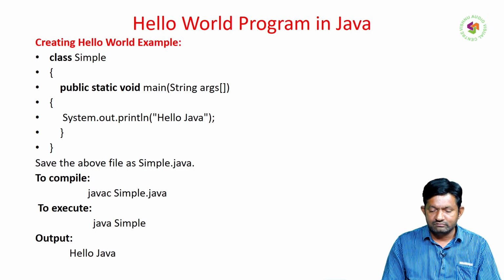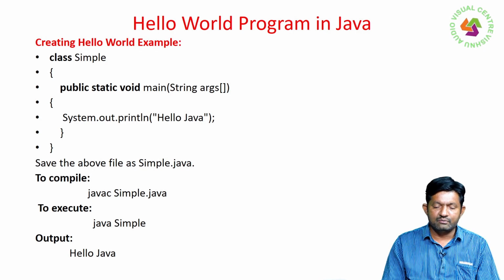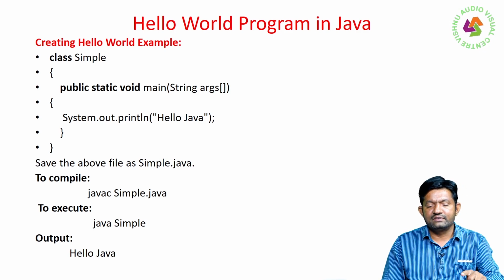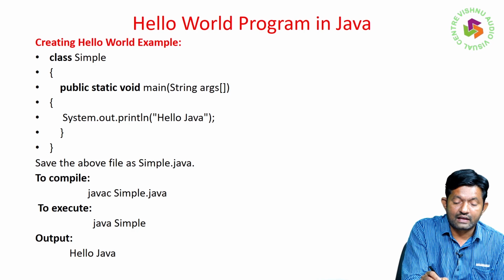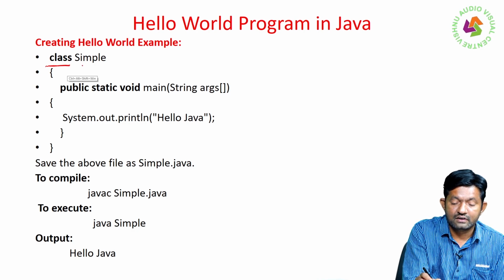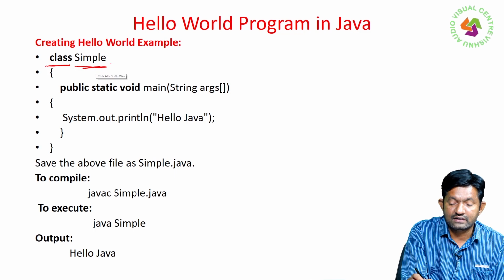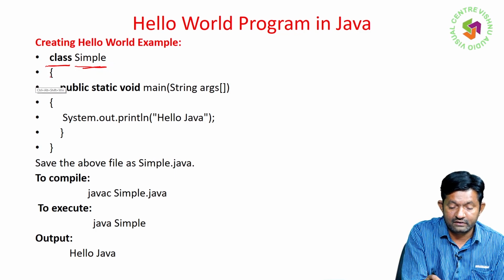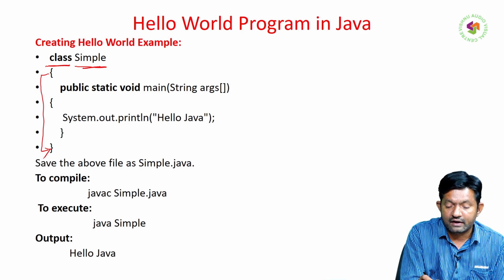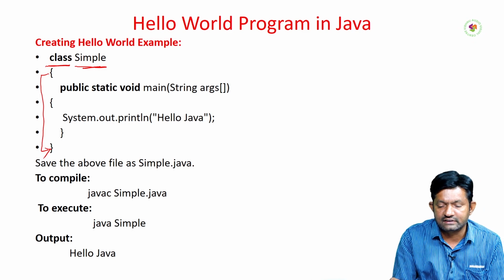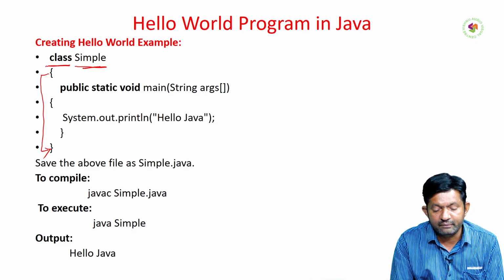The first Java program, an introduction. Class, Hello World programming in Java, creating a Hello World example. The syntax of the class: class is the keyword here, simple is the name of the class, then open curly bracket and close curly bracket. It is the syntax of the class. Next, within the class we have to write attributes and methods.